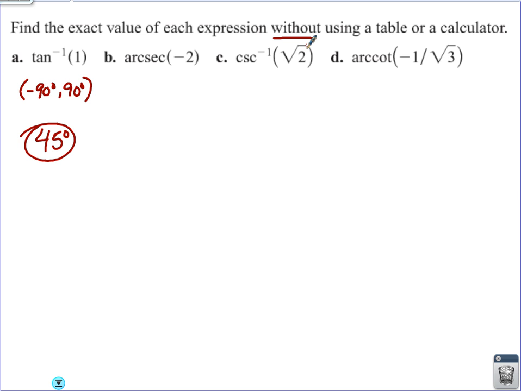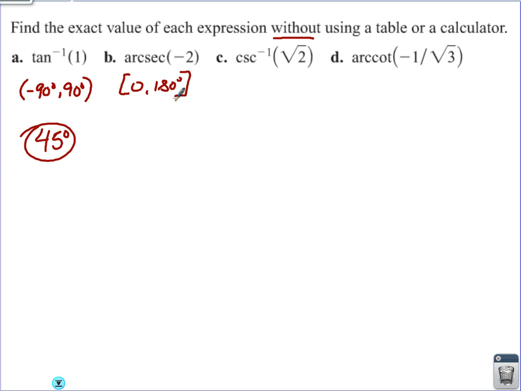Arc secant. You don't have to memorize these. Secant is going to have the same domain restriction as cosine. Cosecant is going to have the same domain restriction as sine. It's the same thing. So since this is the same as cosine, we're looking for something between 0 and 180. Now, we've got to be careful.